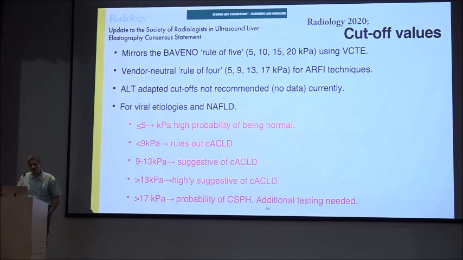Most of you would know the Baveno rule of 5, 10, 15, 20 using vibration-controlled transient elastography. But for the RFI-based techniques, RSNA has promoted the vendor-neutral rule of 4, that is 5, 9, 13 and 17 kilopascal. And if with an RFI-based technique the stiffness is less than 7, fibrosis is ruled out, and if it is more than 13 or 17, this patient has significant fibrosis or cirrhosis. So based on the initiative by QIBA, most of the vendors now agree on these cutoffs.